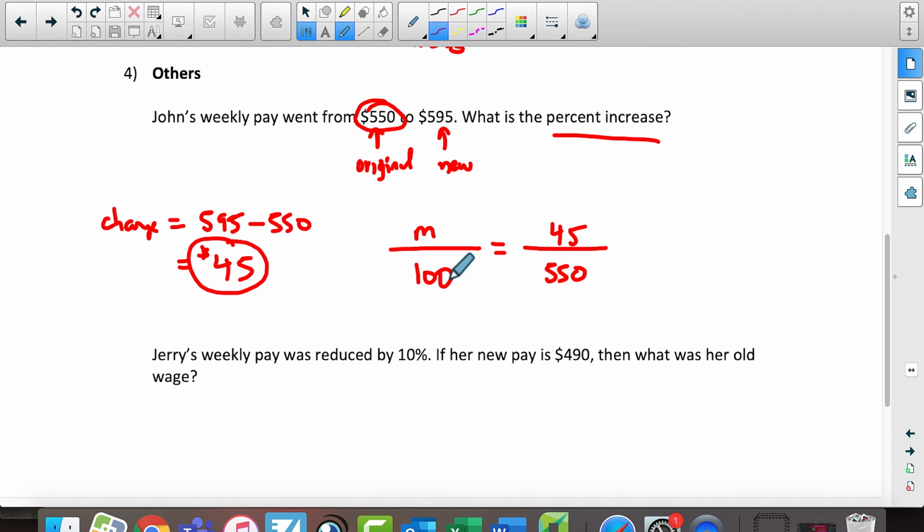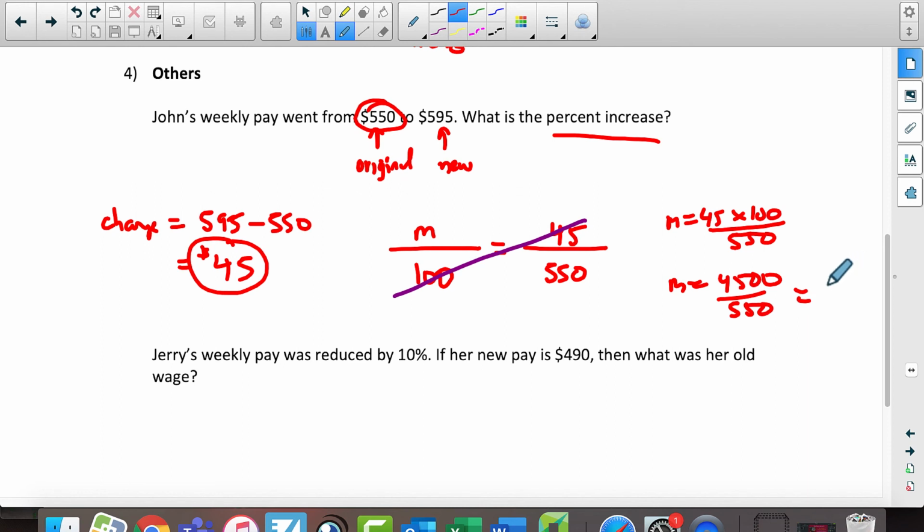So we can cross multiply here. We've got M equals 45 times 100 and then divided by 550. 45 times 100 is 4,500 and divided by 550. And the percentage is 8.18%. So his wage was increased by 8.18%. Okay, now we're going to do the opposite. He's going to reduce the pay.